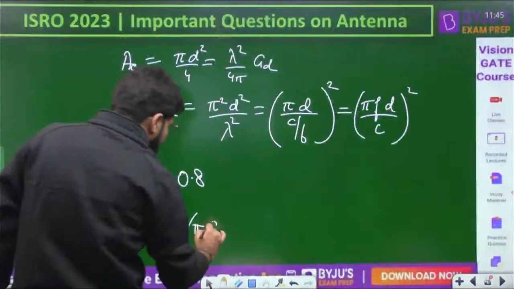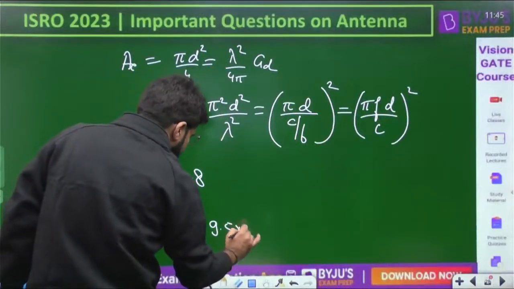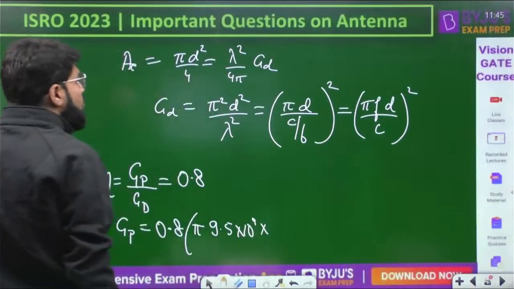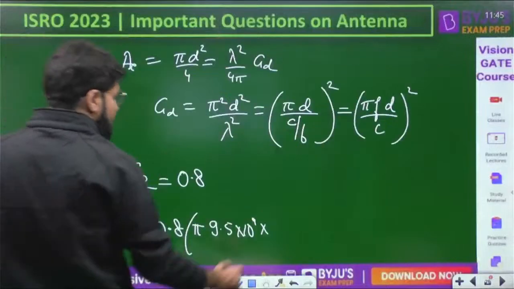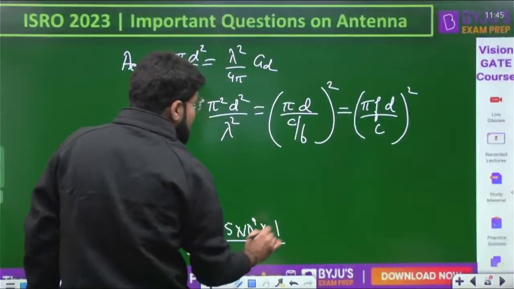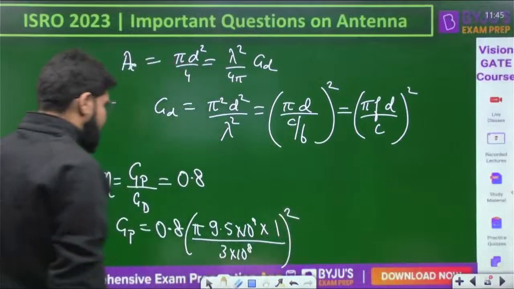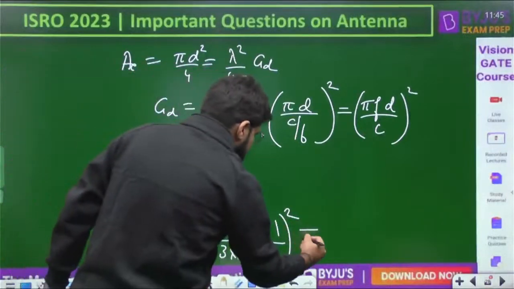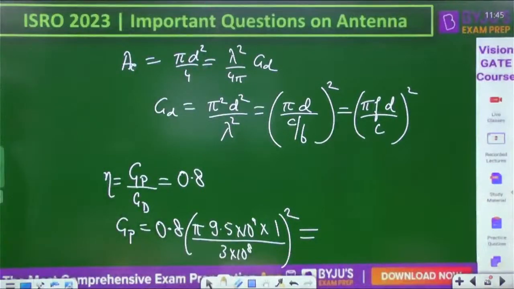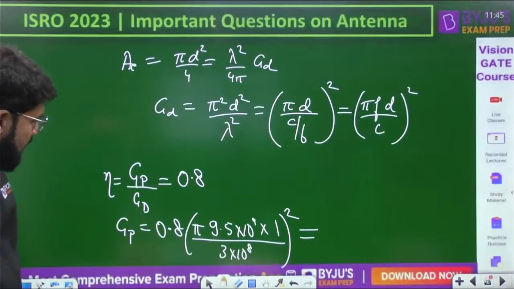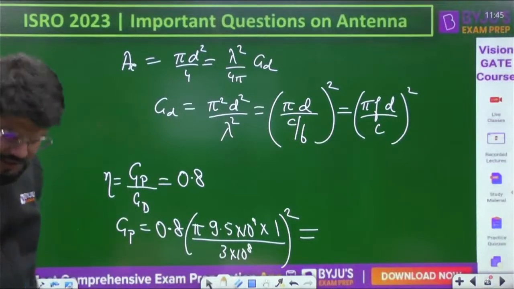Frequency is 9.5 giga, into D. What is the value of D? 1 meter. Divided by C, 3 into 10 power 8 whole square. Okay, done. Rest all is okay. So just calculations dear.